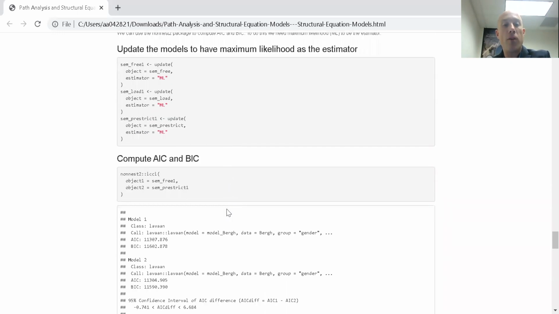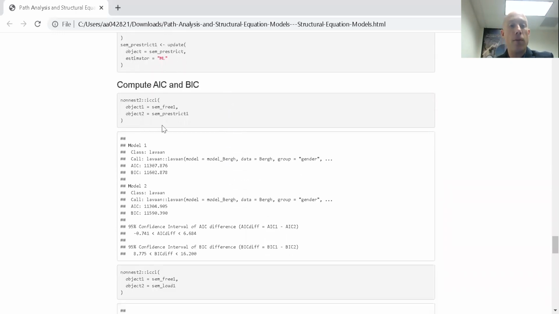Now let's compare the information criterions for the model with no restrictions and the model with restricted regression coefficients, so they have to be equal across males and females. Here, for AIC, we notice that we have 0 in there for the difference. So that confidence interval indicates that there is no statistical difference for AIC. But when I look at the Bayesian information criterion, we see that there is a difference.